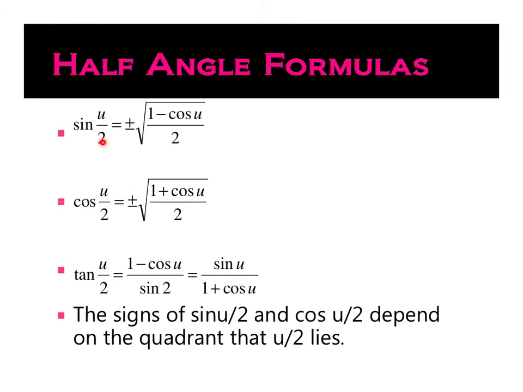So we're going to be given an angle. However, it's not on the unit circle. So I'm going to think of what angle can I take half of so that I can find the exact value. And that's exactly what we're going to be doing. Something that I do want to point out is the signs. You see plus minus here. The signs depend on which quadrant the given angle lies in.